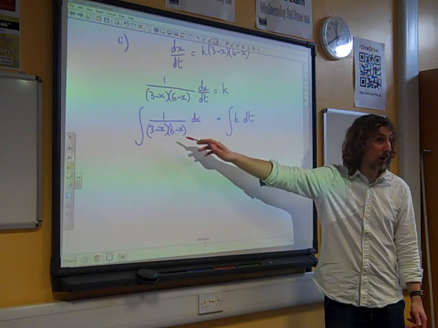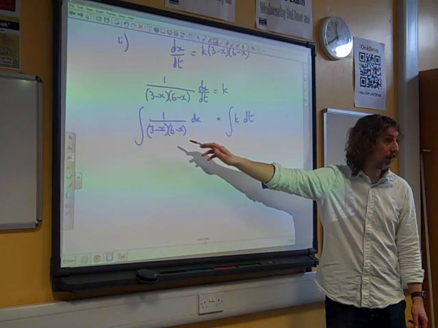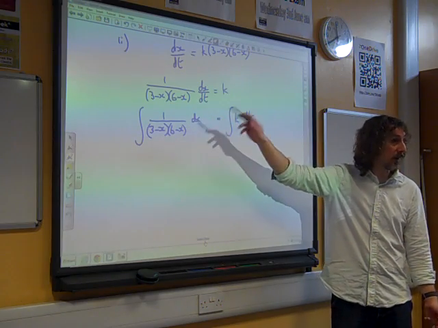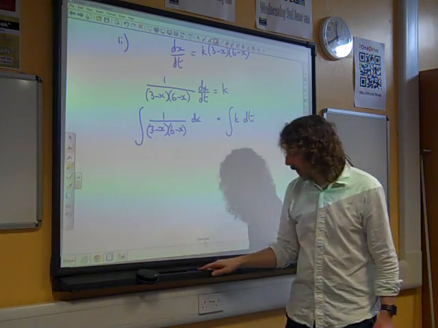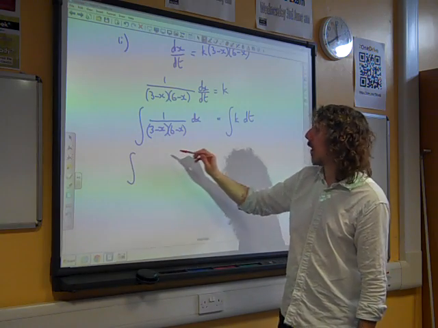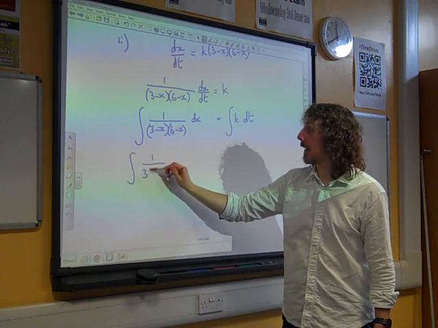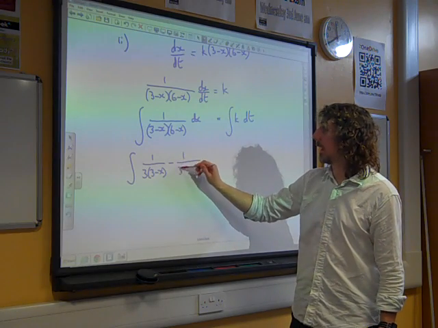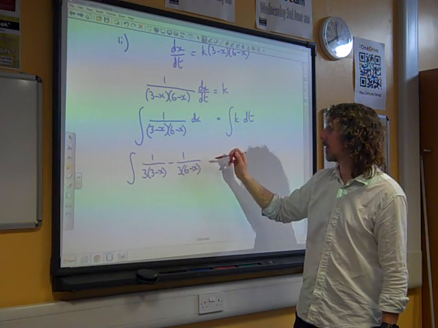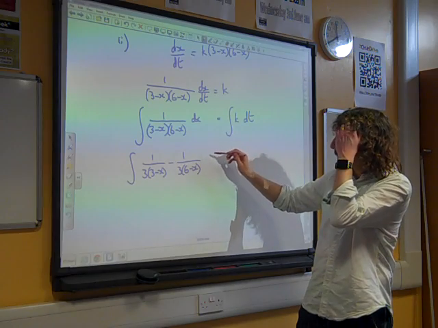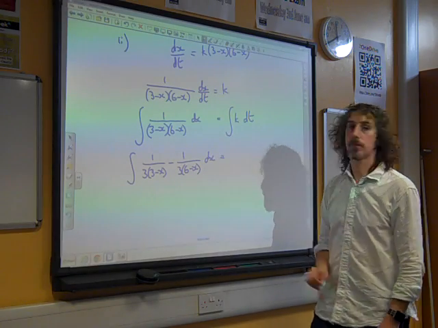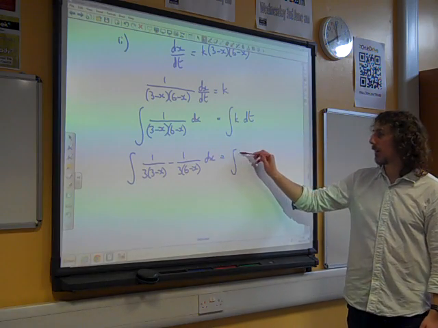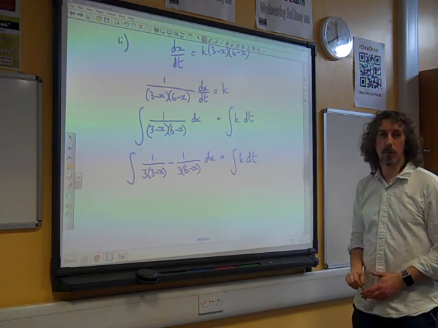This, we know, is a partial fractions question. And in the same kind of "hence" way as we did with the last question, we've already done the partial fractions. So this is the integral of 1 over 3 minus x minus 1 over 3 times 6 minus x dx is the integral of k dt. I could have integrated that at that point. I'll do it in a second.